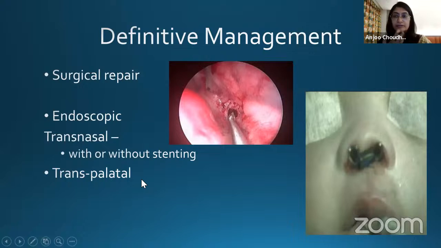Initially, it was being done transpalatal, but it's not needed now because we have pediatric endoscopes, and we use small ear microscopic instruments to go into that neonatal nose, because sometimes they are low birth weight. So we use really tiny instruments. We pass an endoscope and try to drill out the bone with a burr, or we can use micro instruments to just punch this bone out and give a wide airway. We may or may not use these stents. In our practice, we generally tend to use stents and teach them how to suction it.